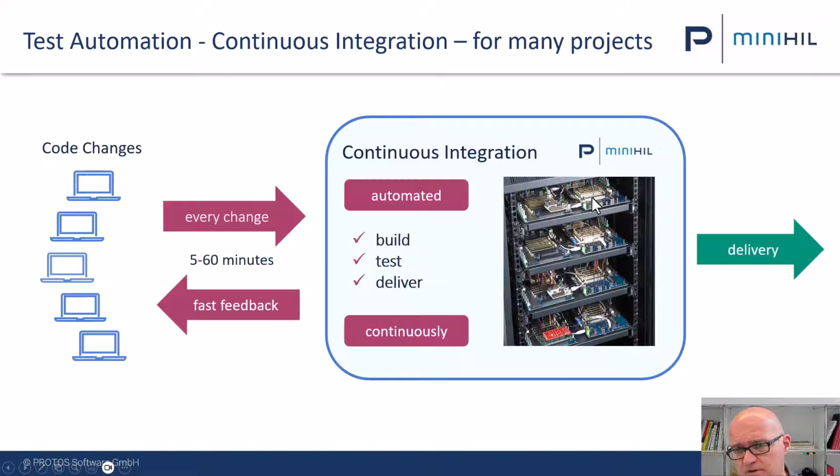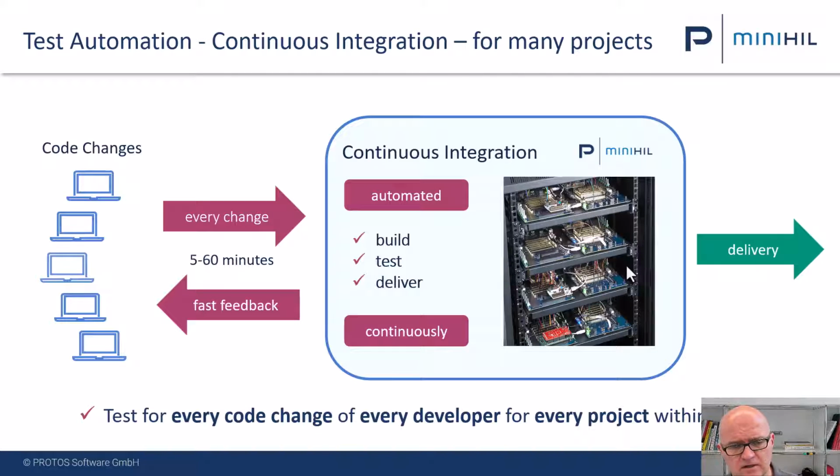We have, for example, here 8 different mini HIL projects in a 19-inch rack. So they can all run in parallel. Whenever you commit a project, all those projects are executed. The tests for those projects are executed. That's a typical setup for many projects with a mini HIL. So by doing this, really every code change of every developer for every project, no matter where the developers sit, can be tested within minutes.